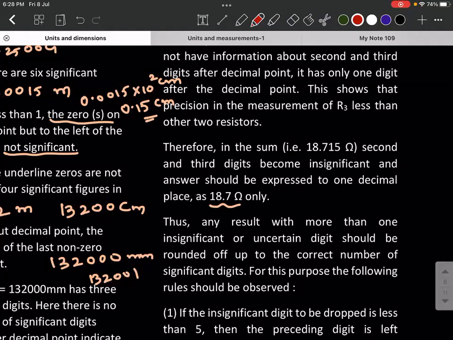For example, if R3 was not there, had there been only R1 and R2, then I would have reported my answer to 2 decimal values. Suppose everyone gave me three decimal values, then I would have very well done with 3 decimal values also. So when you're doing addition or subtraction, you should always report the answer to the least decimal values that are there in the readings list. Please make a note of this.